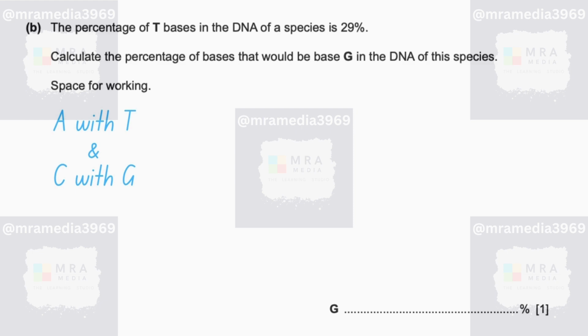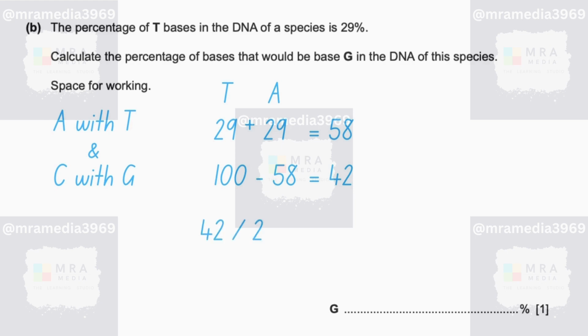Now, in the question it is specified to us that the percentage of T bases in the DNA of a species is 29%. Therefore, we can assume that the percentage of A bases in the DNA of the same species will be the same, 29%. Now, if we add this 29 plus 29, it will add up to 58. So, the percentage remaining for both C and G bases is 100 minus 58, which is 42. Since we're asked to calculate the percentage of bases that would be base G, we simply have to divide 42 by 2, giving us 21%.